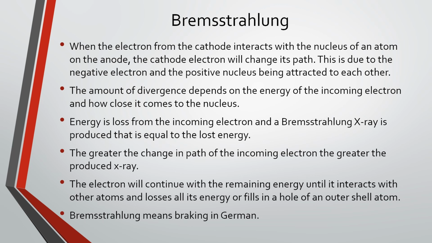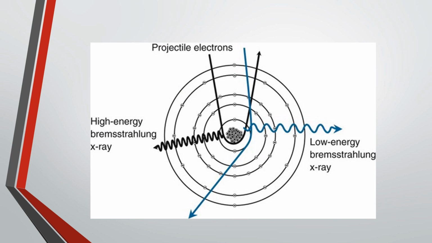The word Bremsstrahlung means braking in German, so as has been described, that makes a lot of sense. Braking means stopping. So the electron is stopping, it's losing energy as it's interacting with the nucleus of an atom. And this is a diagram of Bremsstrahlung radiation. It shows two different X-ray photons being produced. This one, the incident electron, comes very close to the nucleus of the atom, interacts with it very strongly, and it diverges.